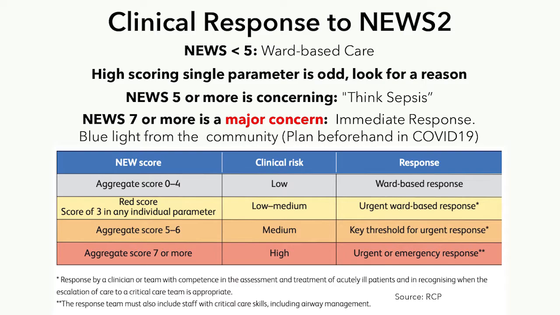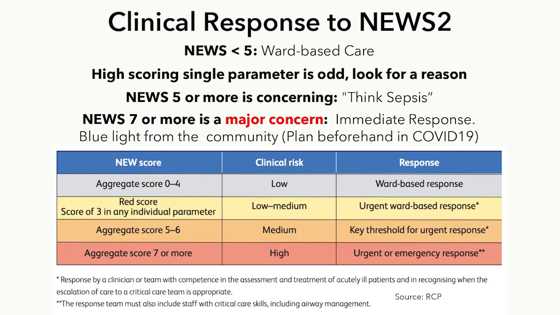A score of 5 or more is concerning, and you need to start thinking whether this patient has got some kind of sepsis. That might include coronavirus, but other causes of sepsis may also be there. And finally, a NEWS score of 7 or more is a major concern and calls for an urgent or emergency response because the clinical risk here is high.